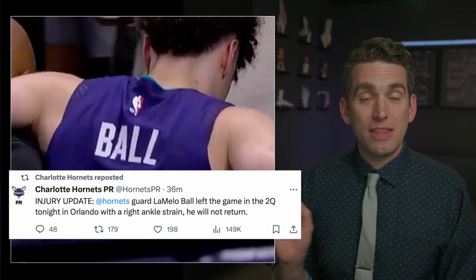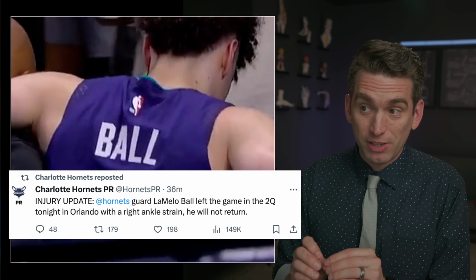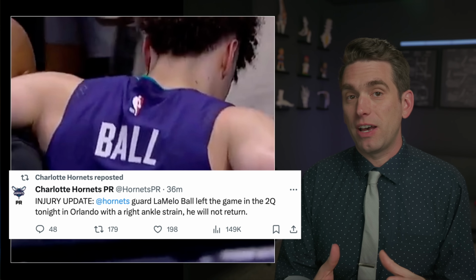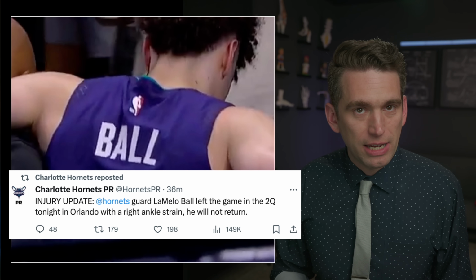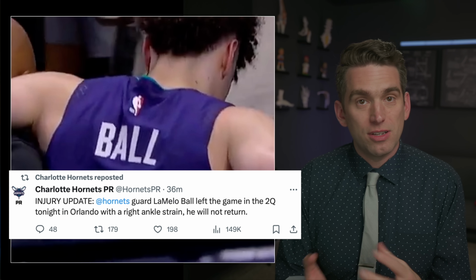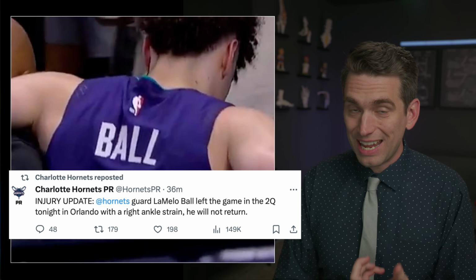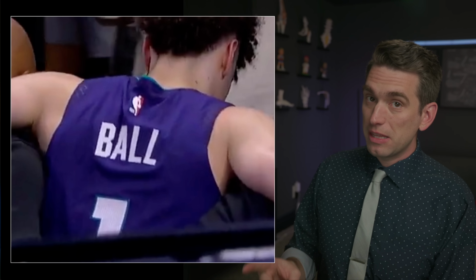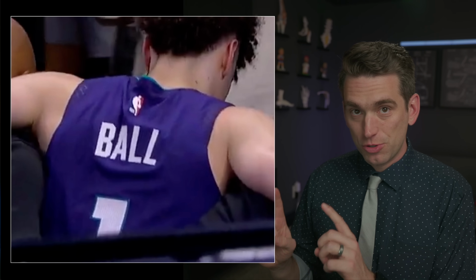This is where the update from the Hornets is really important, if they were specific and intentional with their phrasing. An ankle sprain is how we would classify an injury to the ankle ligaments, an ankle twist. But they said strain, and in the truest medical sense, a strain is an injury more so to a tendon or a muscle. That would suggest the Hornets don't think this is an ankle sprain, because they would have called it one.